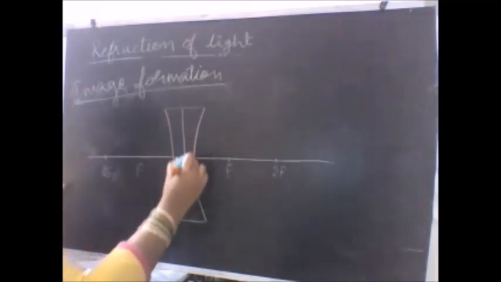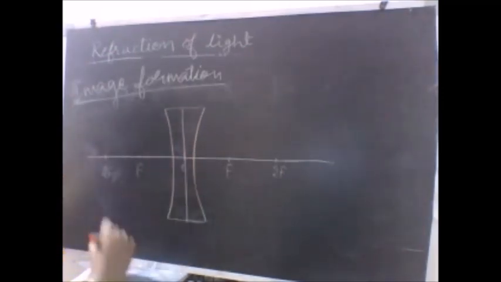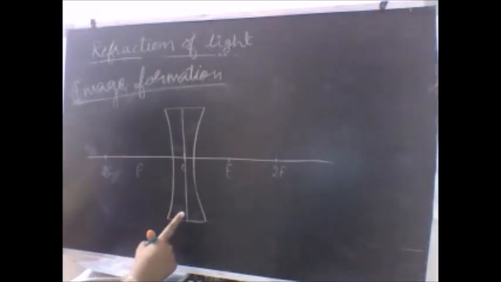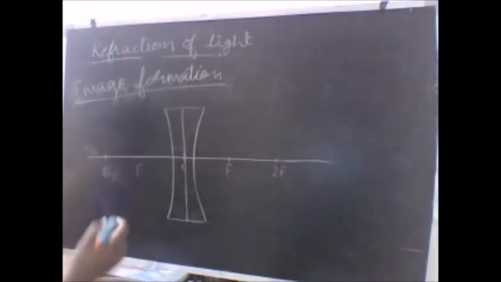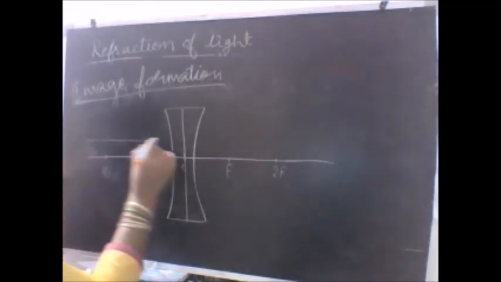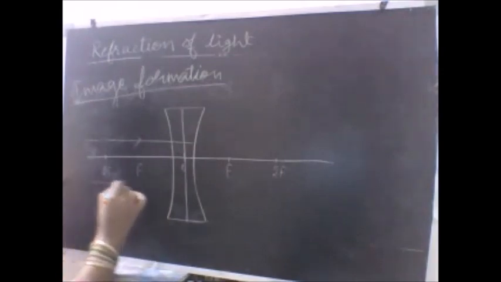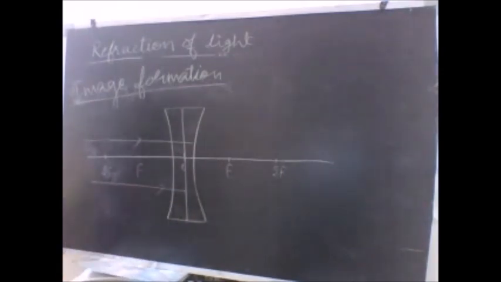You have to draw a vertical line passing through the optical center. We call this line the aperture of the lens. Aperture is the maximum opening or the maximum area through which the light can pass in. So assuming that the light rays are parallel to the principal axis, what will happen to these light rays?